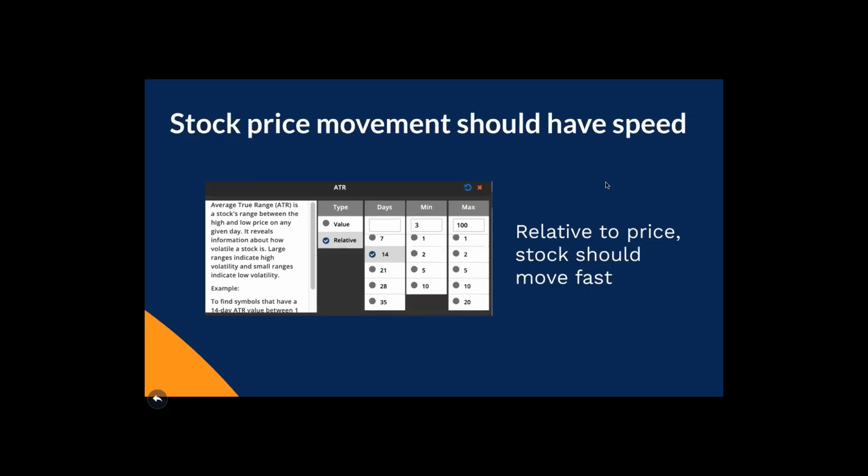$800, 100% profit on my risk. And there's one more thing. We need to add that the stock needs to be moving.